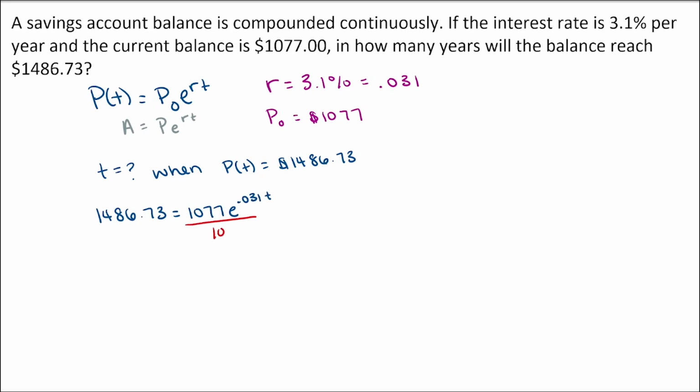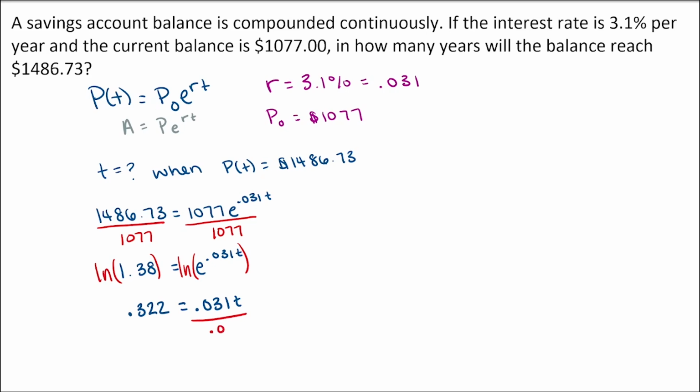We'll divide both sides by 1,077, which gives us 1.38 equals e raised to the 0.031 t power. Let's take the ln of both sides, the natural log, in order to get rid of our e. So 0.322 is equal to 0.031 t. Divide both sides by that rate, which is 0.031, and we'll get t is equal to 10.4 years. So it'll take 10.4 years to reach $1,486.73.